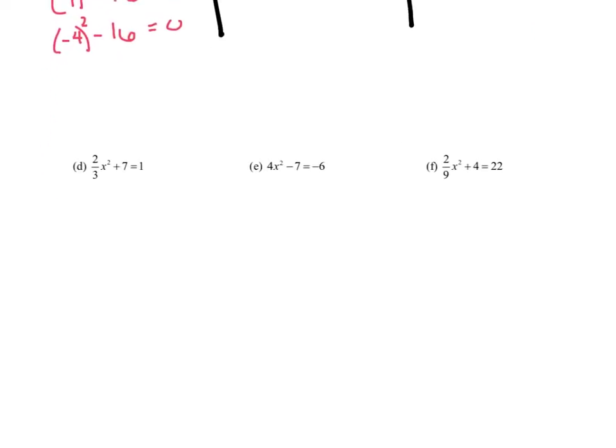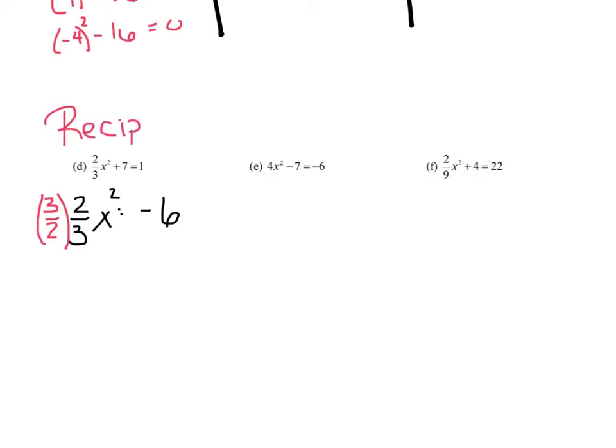All right, I got a few more for you. Now I threw some fractions in there just to mess with us a little bit, but don't let it fool you. So I'm going to move my 7 over. So 2/3 x squared equals 1 minus 7 is negative 6. All right, now watch this trick if you're not familiar with it. If you want to get rid of a fraction, you just simply multiply by the reciprocal. The reciprocal of 2 over 3 is 3 over 2.